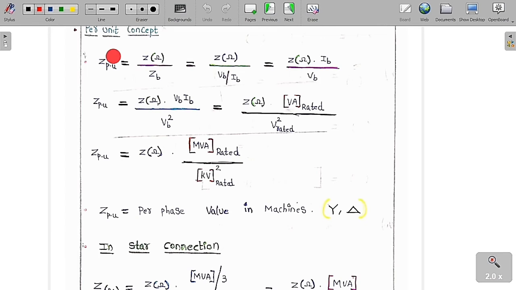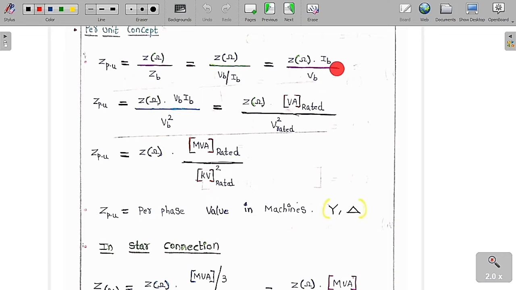Now we will understand the per unit concept. Z per unit is equal to actual value by base value. The actual value is Z, and Z base is nothing but V base by I base. If we do the rearrangement, we get Z into I base by V base. So Z per unit is equal to Z into I base by V base.